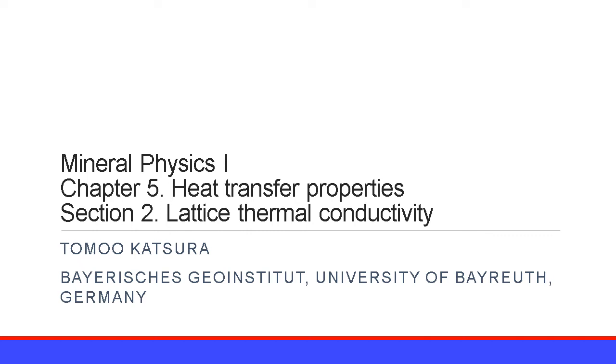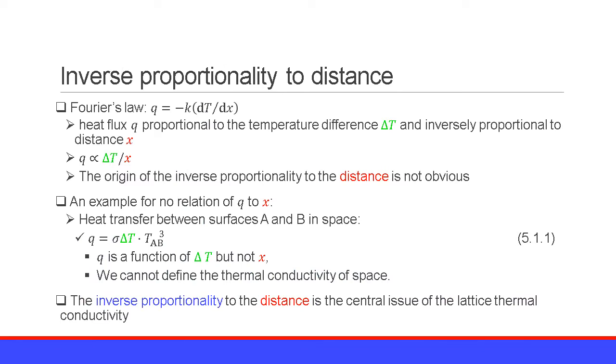Section 2 of Chapter 5, heat transfer properties, is about lattice thermal conductivity. Let me first recall Fourier's law, which is that the heat flow Q is equal to minus the thermal conductivity times the temperature gradient dT over dx. So the heat flux Q is proportional to the temperature difference delta T and inversely proportional to the distance x.